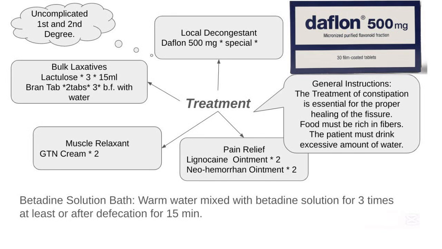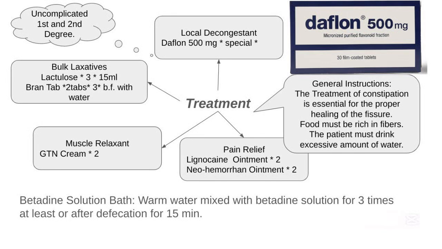For symptomatic relief, we use a warm sitz bath with betadine solution 2 to 3 times daily, especially after defecation, to reduce swelling and relieve irritation. We might use topical pain relief with lignocaine ointment to reduce discomfort. To soften stool, we use bulk laxatives like lactulose syrup or the brand tablets that were used in the treatment of acute anal fissure.